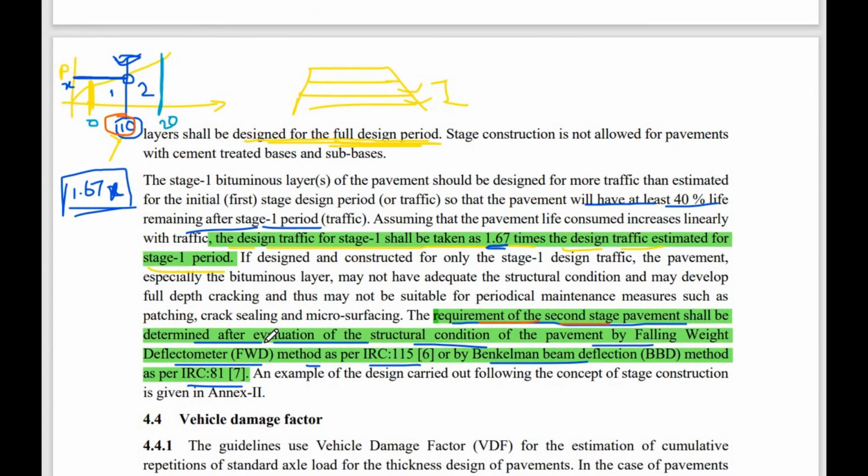So it should be designed only after the evaluation of the structural condition of the pavement. And how are we going to evaluate the structural condition of the pavement? They have mentioned two things. The first one is the falling weight deflectometer and the second one is the Benkelman beam deflection. So using both these tests, we are going to analyze the remaining life of the pavement, and as per that we will be designing the pavement in the second stage.